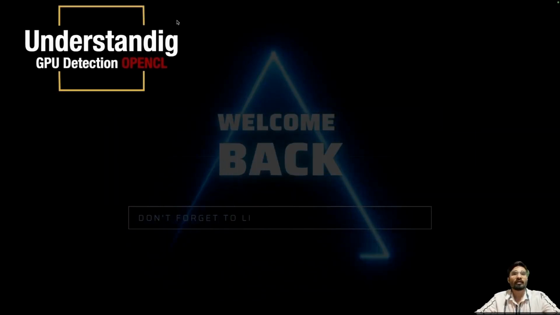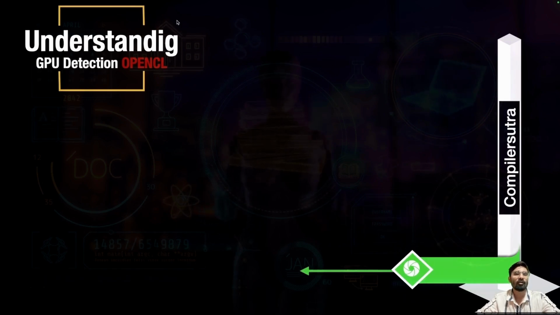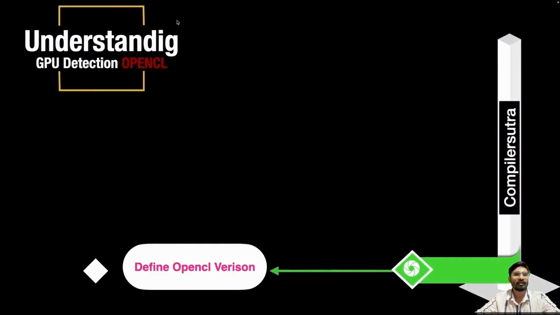Step by step breakdown. Step 1. Here, what we do first: we first define the OpenCL version. So what does it mean? Let's see. First we'll define the OpenCL version.